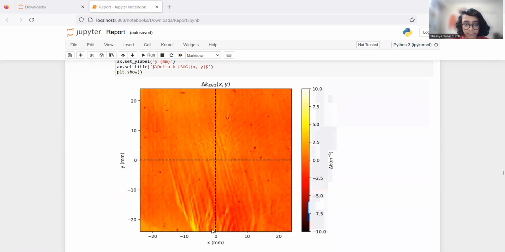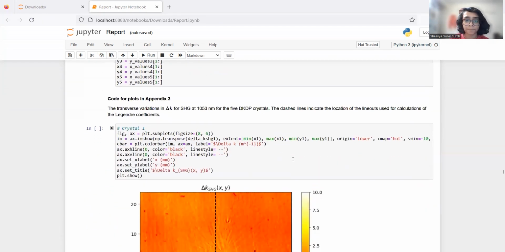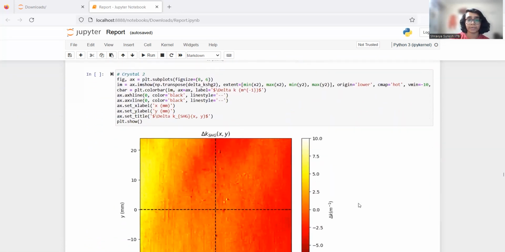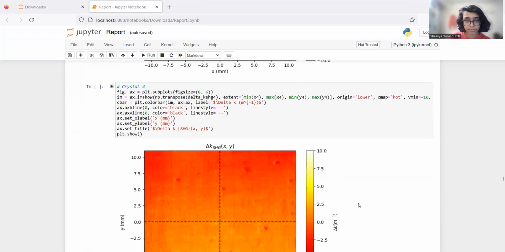And this dotted line which you see here represents the lineouts which will be coming up soon. These represent the division according to which we'll be taking lineouts later on for our delta K values to calculate Legendre coefficients.